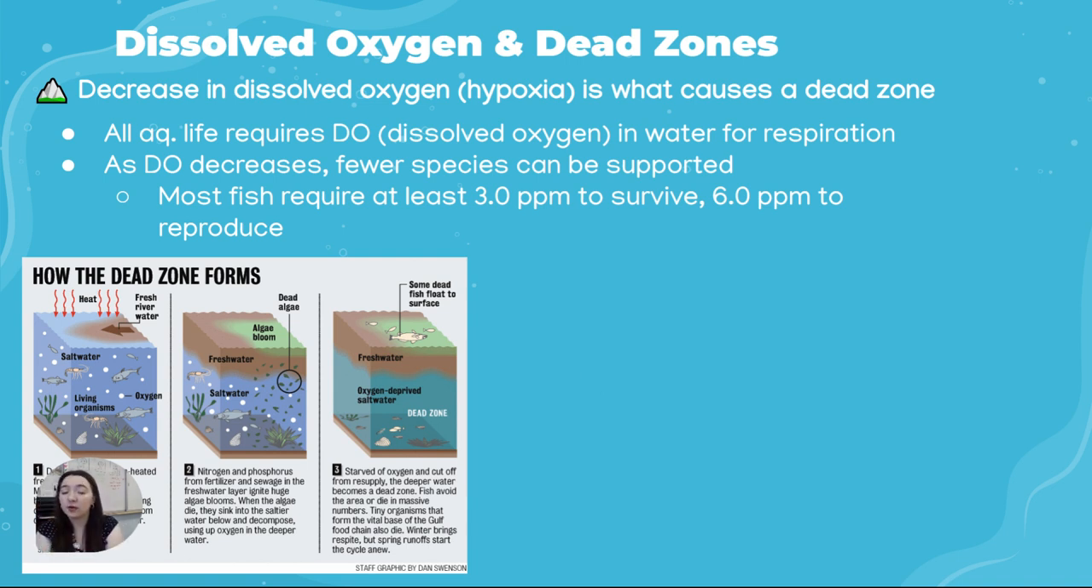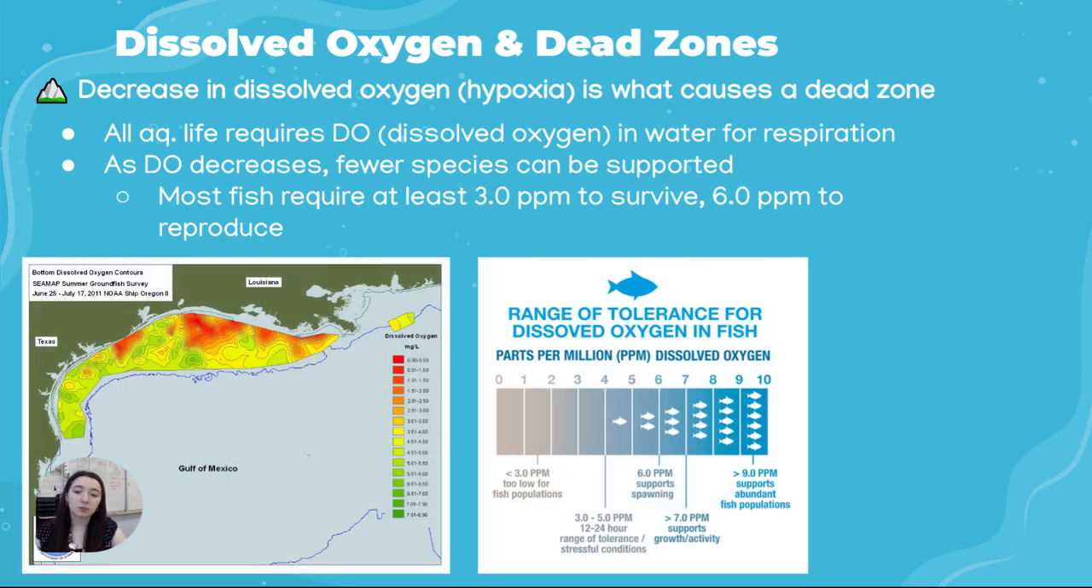All aquatic life requires dissolved oxygen in water for respiration. Remember, plants also do cellular respiration. They do both photosynthesis and cellular respiration. As your dissolved oxygen decreases, fewer species can be supported. Most fish require at least 3.0 parts per million to survive and 6 parts per million to reproduce. So we can see here that the more dissolved oxygen you have, the more fish populations you can support. You're not sharing the resource. Everyone has an abundance of what you need in order to survive and reproduce.